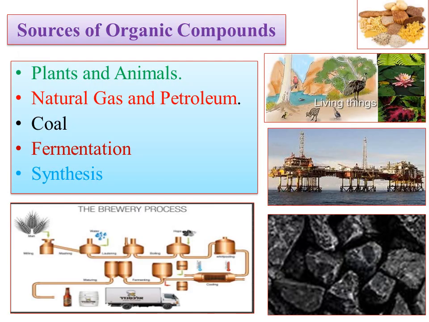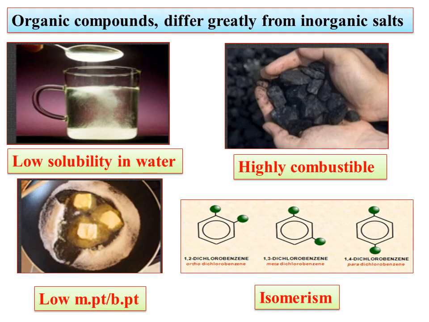So there are different sources of organic compounds. As I already told you, 95% is available in nature. It may be from plants and animals, natural gas, petroleum, coal, from fermentation, and only 5% we are going to prepare in the lab. Only 5% are synthetic in nature.